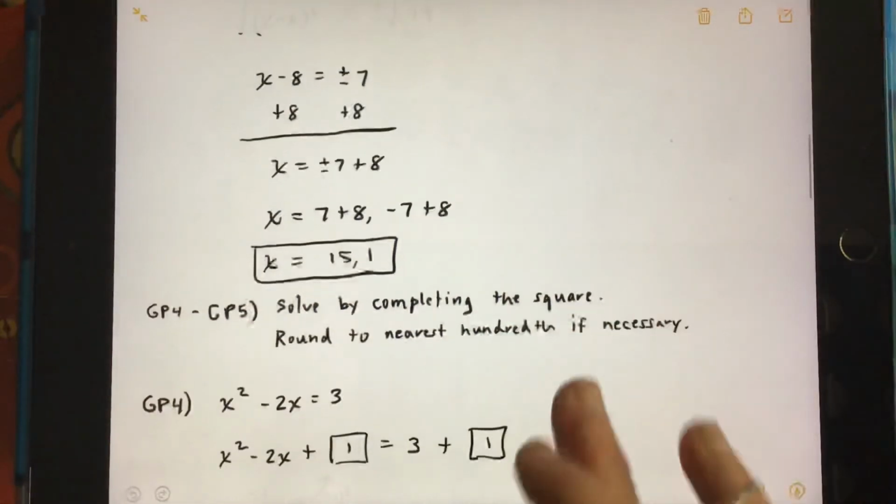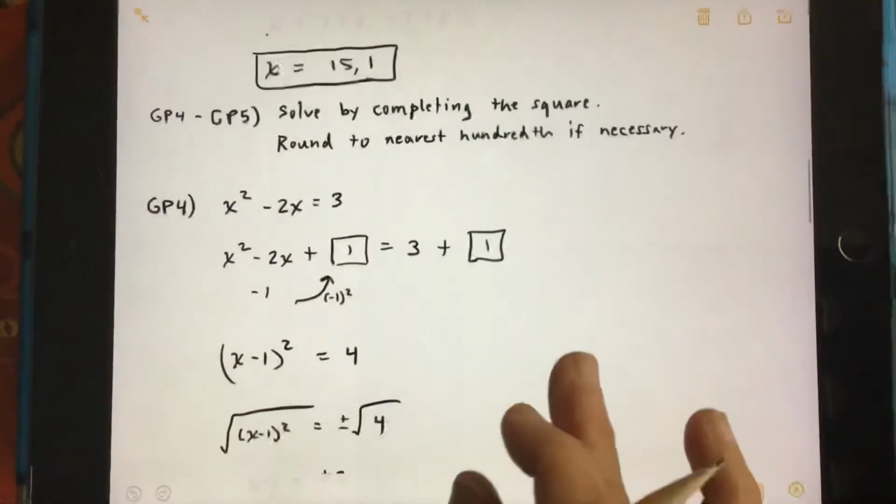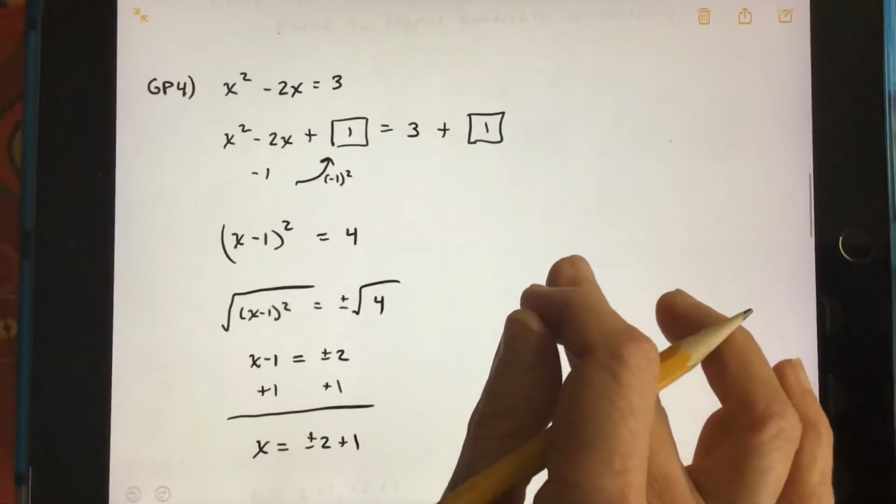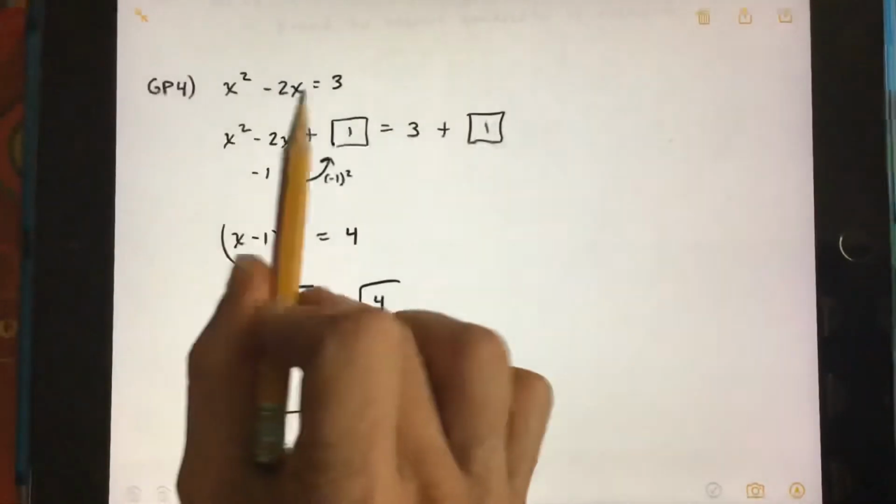Okay, guided practice 4 and 5, we're going to solve by completing the square, and we're going to round to the nearest hundredth if necessary. Guided practice 4 will be just like the last problem we worked. Here's the equation we're working with.